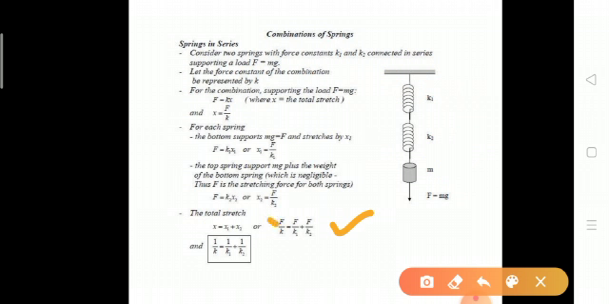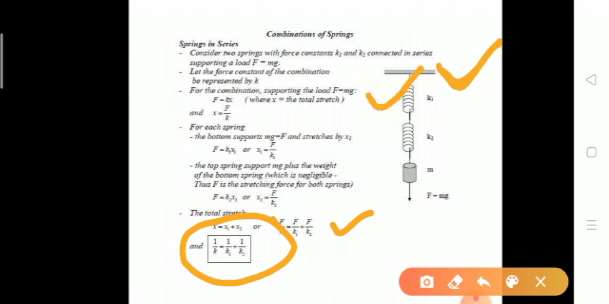So you will get the final equation. So what is the meaning of that? That final equation is 1 upon k is equal to 1 upon k1 plus 1 upon k2. It means that if this is your complicated, complex system, and you have to convert it into a simple system, then what you have to do is replace these two springs by one spring.